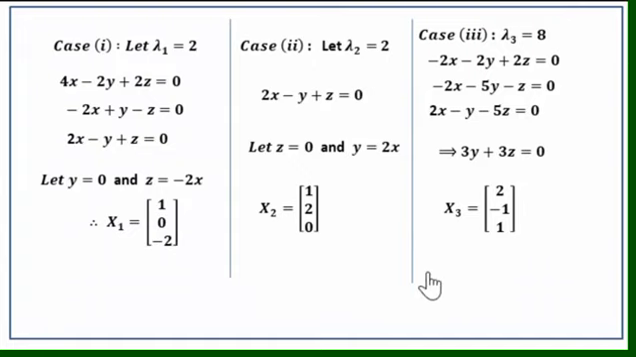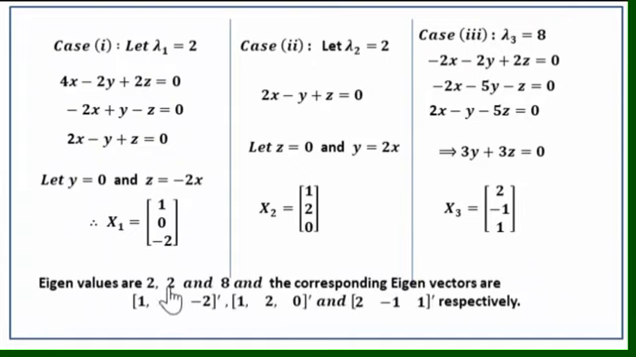So we have eigenvalues 2, 2, 8, and the corresponding eigenvectors are these three matrices.